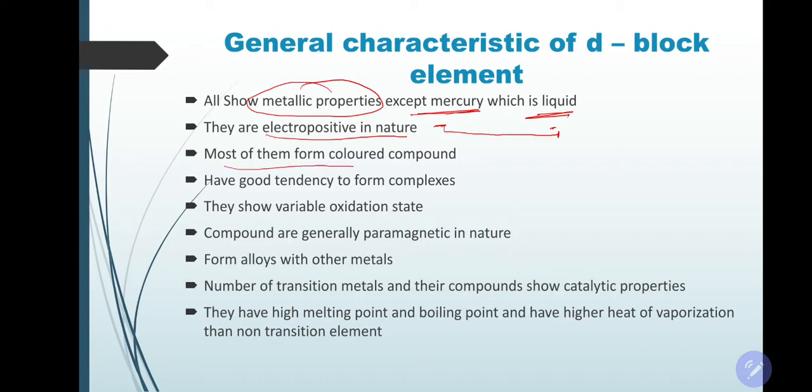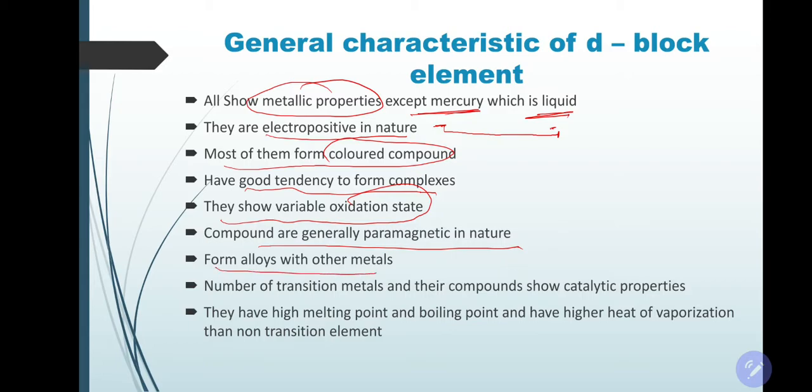Most of the d block elements form colored ions. Why? We are going to study that. They have a good tendency to form complexes. They show variable oxidation states. Compounds are generally paramagnetic in nature. What is paramagnetic? That is, they consist of unpaired electrons.